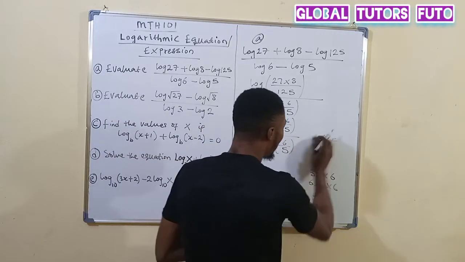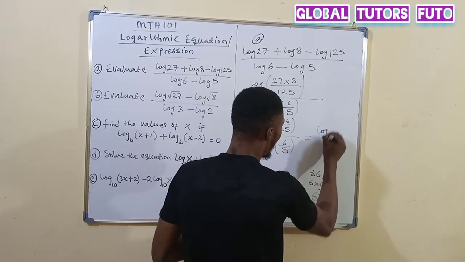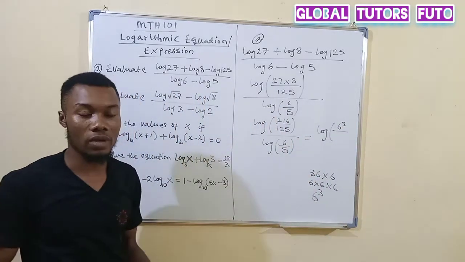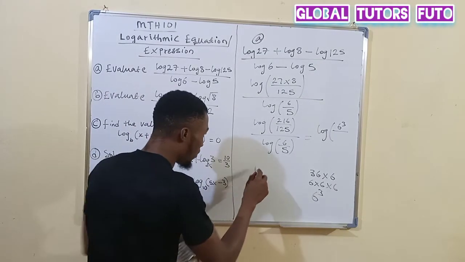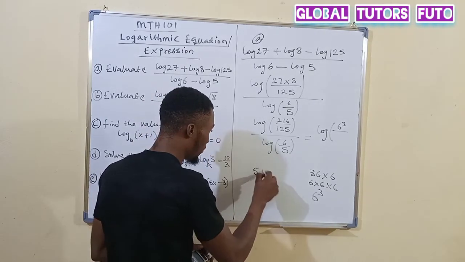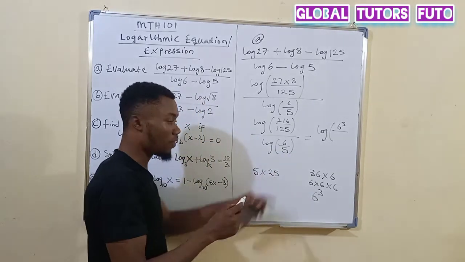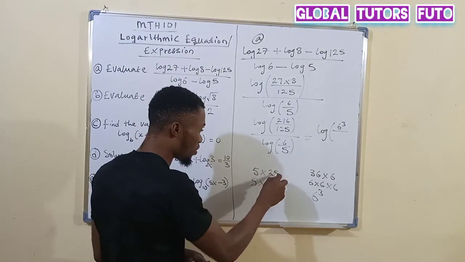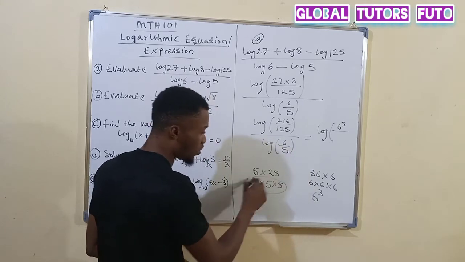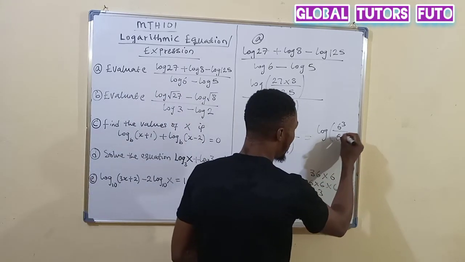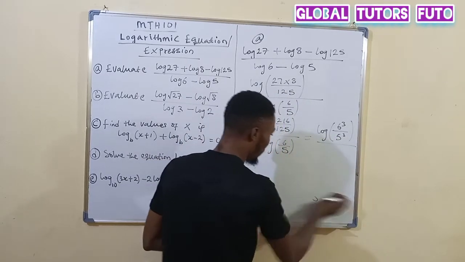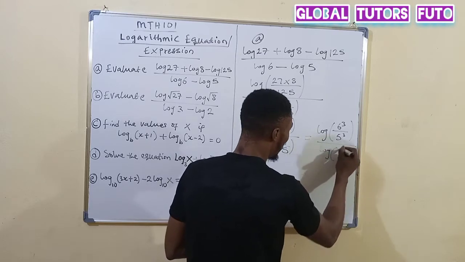So now this will be equal to log of 6 raised to the power 3 over. Now this is 125. Can 5 go into 125? Yes. 125 divided by 5 will give me 25. So 5 times 25 will give me 125. Can 5 go into 25? Yes, 5 times 5 is 25. So 5 raised to the power 3 gives us 125. So this will be over log of 6 over 5.